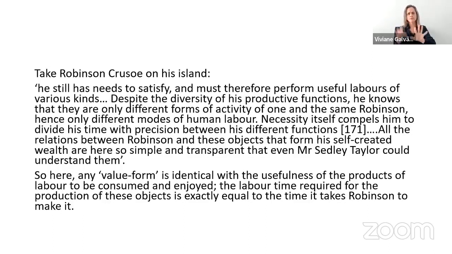He still has needs to satisfy and must therefore perform useful labors of various kinds. Despite the diversity of his productive functions, he knows that they're only different forms of activity of one and the same Robinson, hence only different modes of human labor, of his labor. Necessity itself compels him to divide his time with precision between his different functions. Of course, he's got to do fishing, catch some fish, he's got to build a fire, etc. All the relations between Robinson and these objects that form his self-created wealth are here so simple and transparent that even Mr. Sedley Taylor, a leading economist of Marx's day, could understand this.